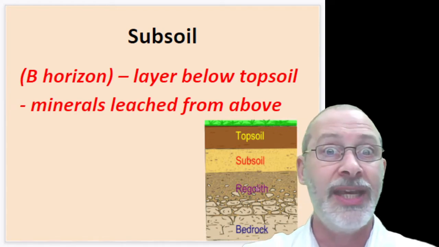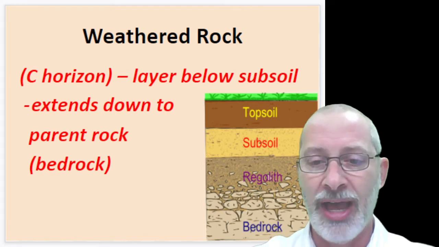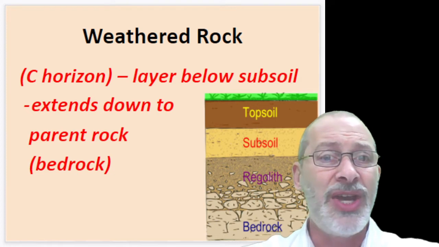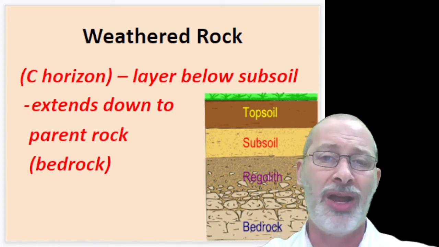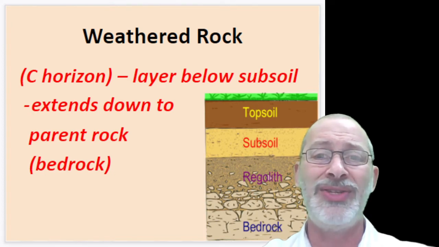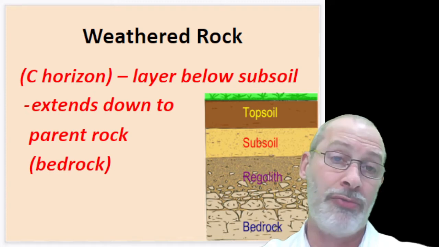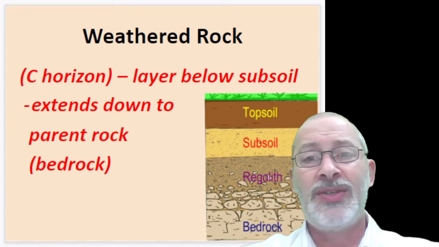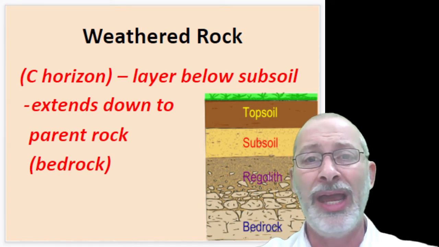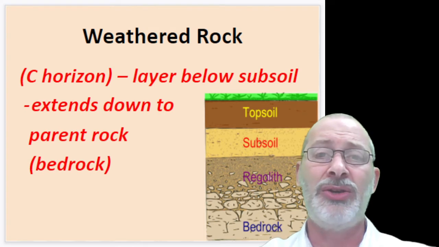All right, let's dig a little deeper into this topic with the C horizon. The C horizon is otherwise known as weathered rock. It is the layer below the topsoil, and it extends down to the parent rock, also known as bedrock. The C horizon is not really capable of growing any plants. There's no organic material in the C horizon.